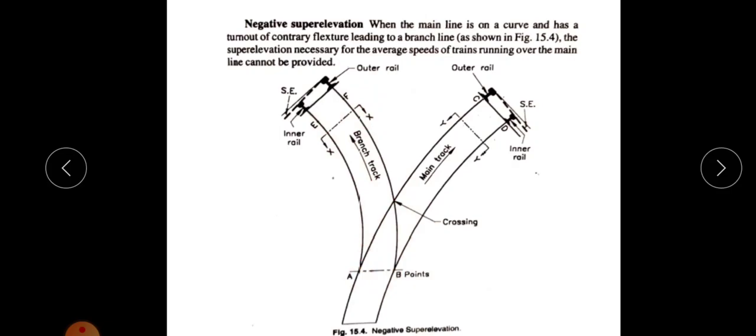Therefore we are reversing the superelevation value. So here for this branch track, we are raising the inner with respect to the outer. Usually we have to raise the outer with respect to the inner, but since these two contrary conditions occur in this branch line, we have to raise the inner rail with respect to the outer rail. This is known as negative superelevation. That is, here we are reversing.